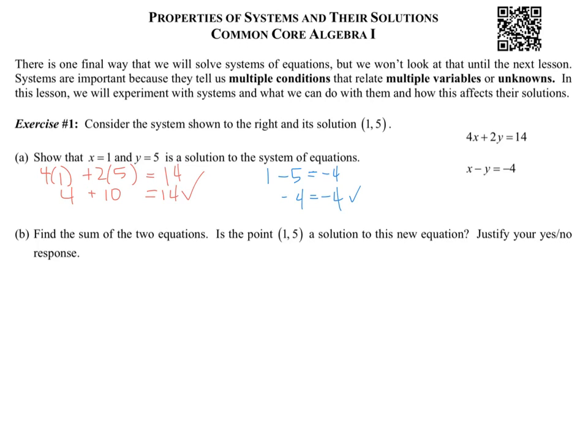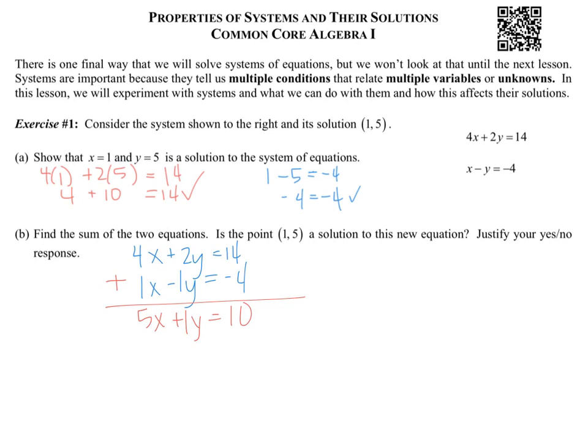Then it says, find the sum of the two equations. Is the point 1, 5 a solution to this new equation? Justify your yes or no response. So what this looks like is we're going to take both the equations: 4x plus 2y equals 14, and 1x minus 1y equals negative 4. And we're going to make this a giant addition problem. So 5x plus 1y, does it equal 10?